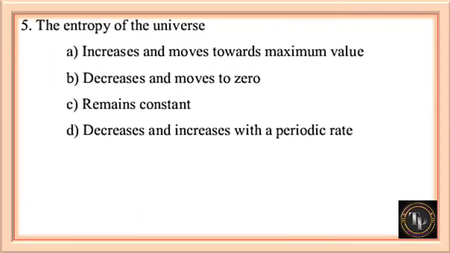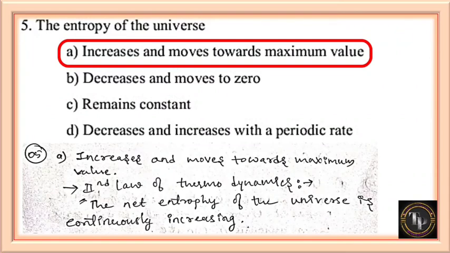The entropy of the universe. This is the second law of thermodynamics. It always increases. The entropy of the universe increases and moves towards a maximum value. The second law of thermodynamics says that the net entropy of the universe is continuously increasing. This question is based on the statement of the second law of thermodynamics.